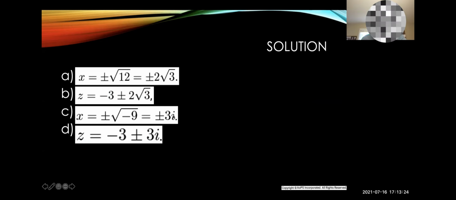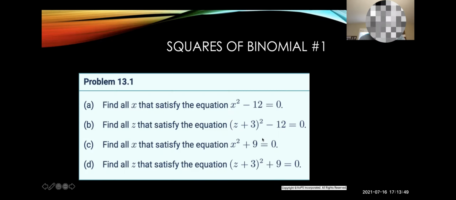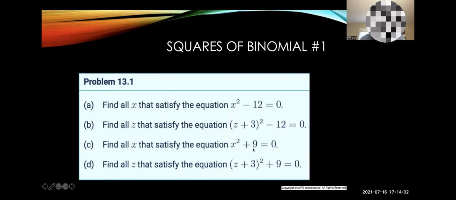For each of these problems, essentially all we've done is take the constant and add it to the other side. Then for A and C, all we do is square root them. In this case it would be x squared equals 12, so we square root both sides and get x equals plus or minus the square root of 12, which is plus or minus 2 root 3. For C, we do the same thing. It's -9, so when you square root it, you get positive 3i and negative 3i. It could also be written as plus or minus the square root of -9 if you don't want to convert to imaginary. For the other two problems, it's a little more complicated.